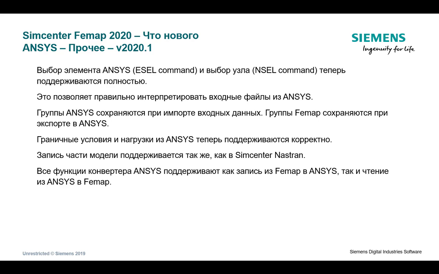And some miscellaneous things we did for ANSYS in the same version was more complete support of ANSYS element selection and node selection, the E cell and N cell commands. These allow for correct interpretation of these commonly used ANSYS commands when reading ANSYS input files. ANSYS selections also become Femap groups, which can be very handy. The Femap groups are written as ANSYS components.